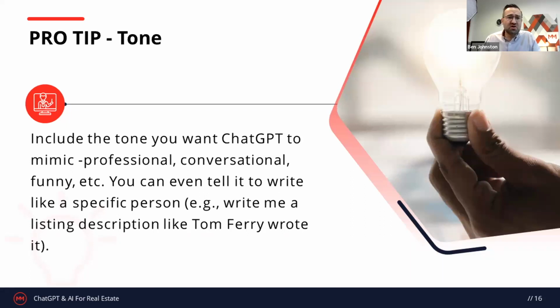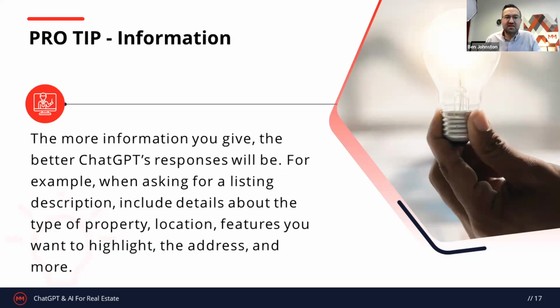You can do professional, conversational, funny. You can even tell it to write as a specific person. So write me a listing description like Tom Ferry wrote it. The more information you give, the better ChatGPT's responses will be.